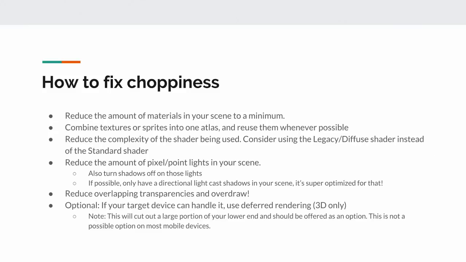And then if you have to use point or pixel lights, and your target device can handle it, use deferred rendering. I didn't go over that, but essentially it's an option in Unity. There's a whole bunch of stuff when it comes to deferred rendering, but the main benefit is that it can handle more pixel lights at once. This device unfortunately can't support it, and a lot of integrated graphics can't support it.